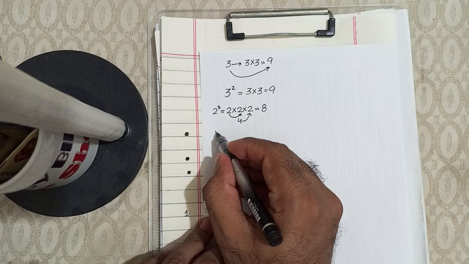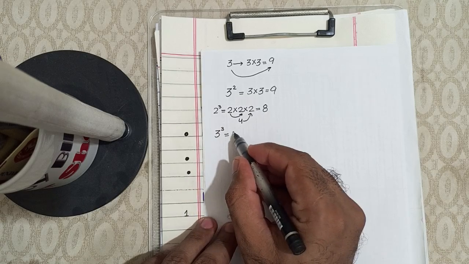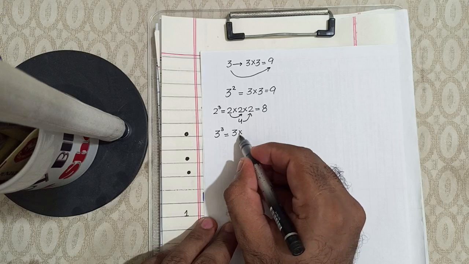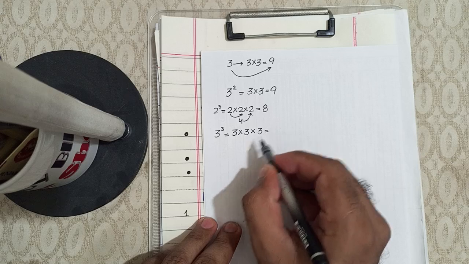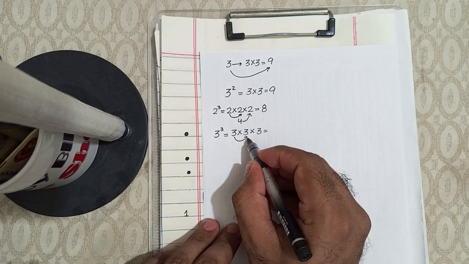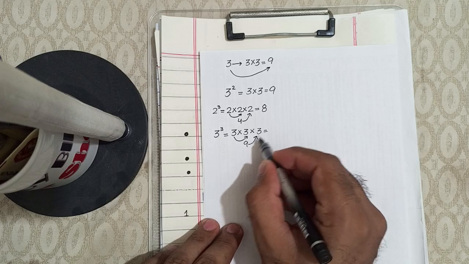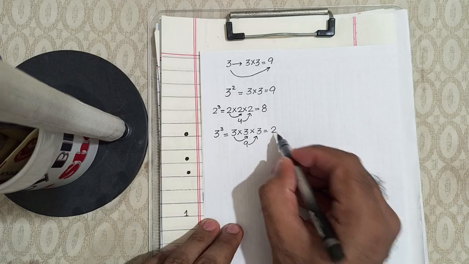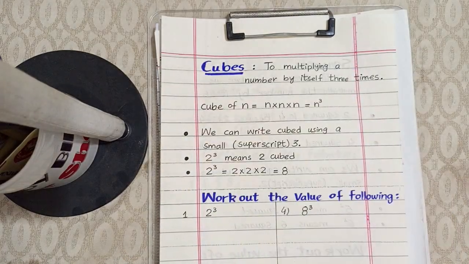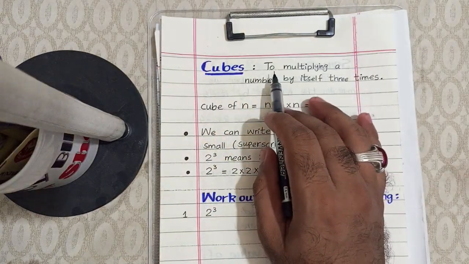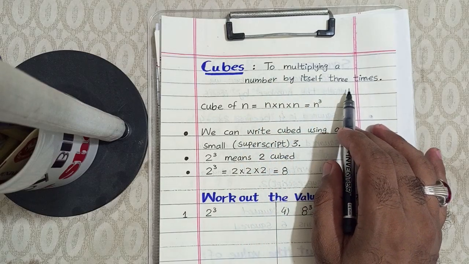If we find the cube of 3, then we multiply 3 by itself 3 times. So now we multiply 3 with 3. 3 threes are 9. Now multiply 9 with 3. So our answer is 27.